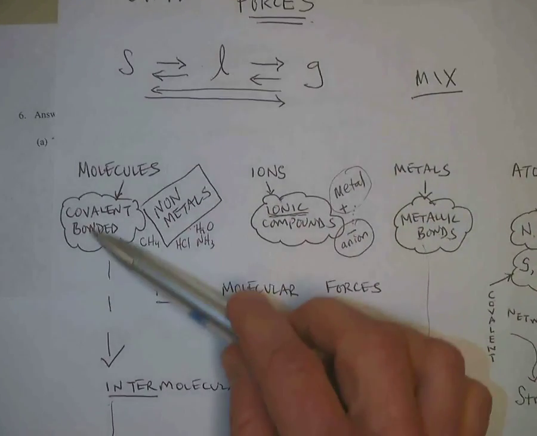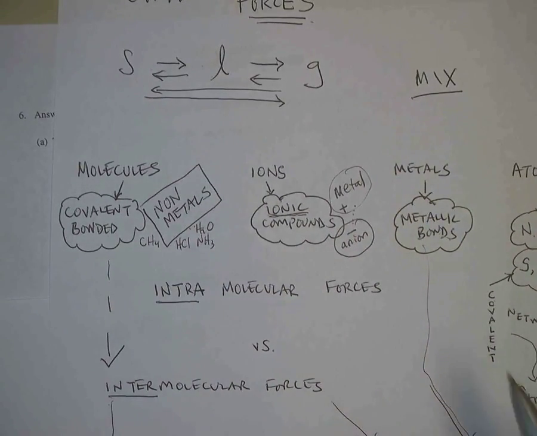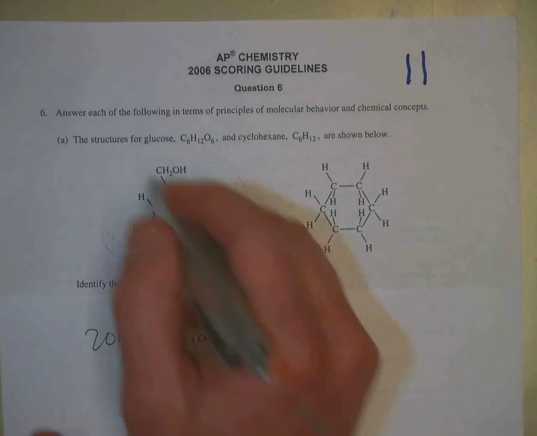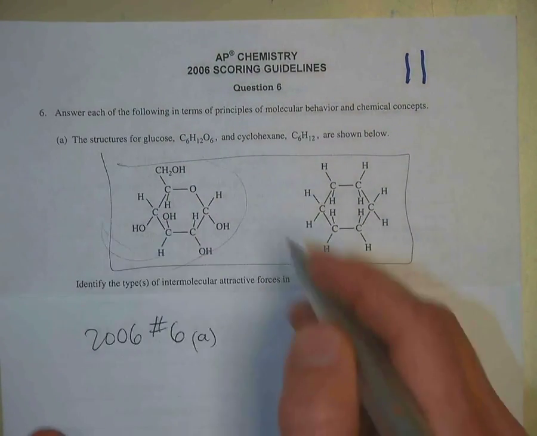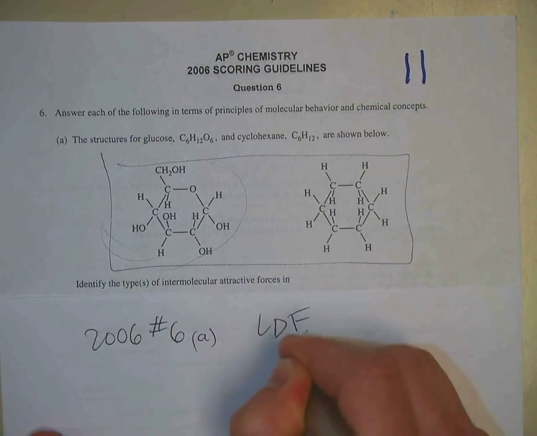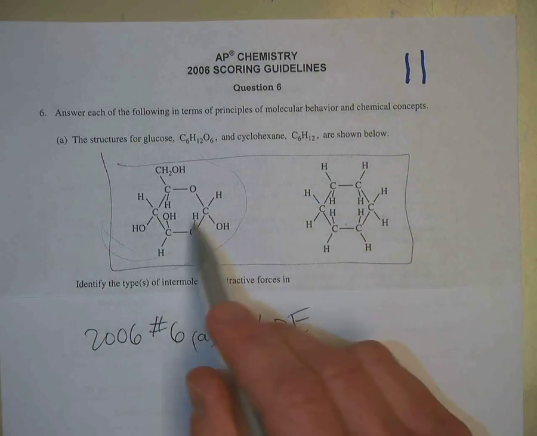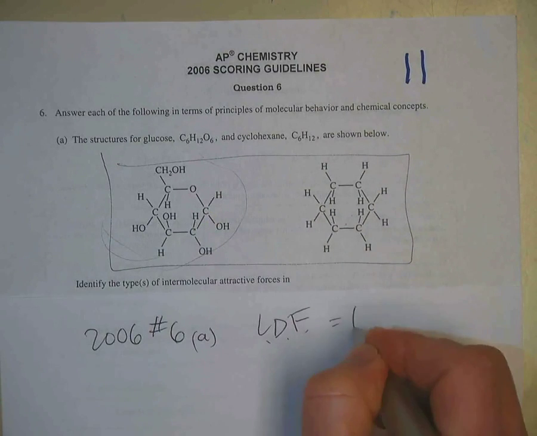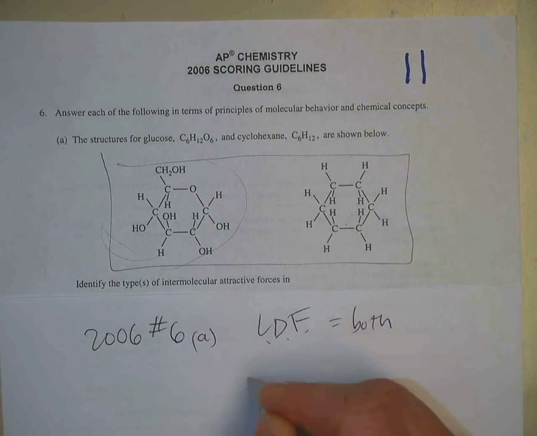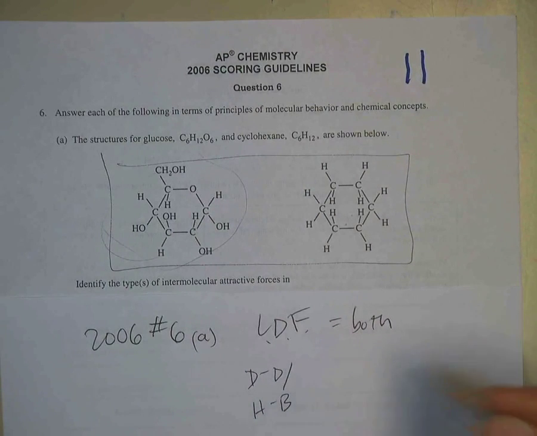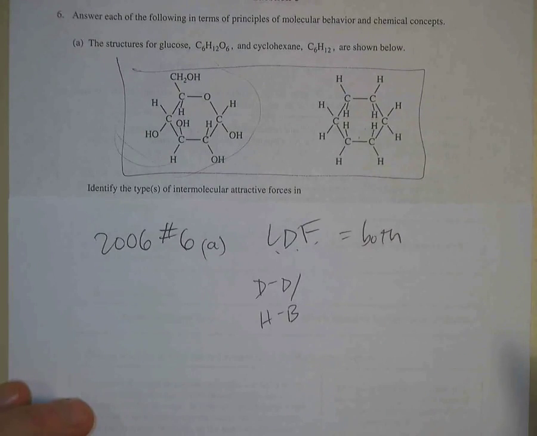Now we're stuck in this world over here where we're going to look at London dispersion forces, dipole-dipole forces, and hydrogen bonds. Well, what kind of forces do all molecules experience? Well, you better say London dispersion forces because they all do. So that's one of the types of intermolecular forces in both of these, okay? Then secondly, remember there's this thing called dipole-dipole and this special case called hydrogen bonding. Well, look what they have.